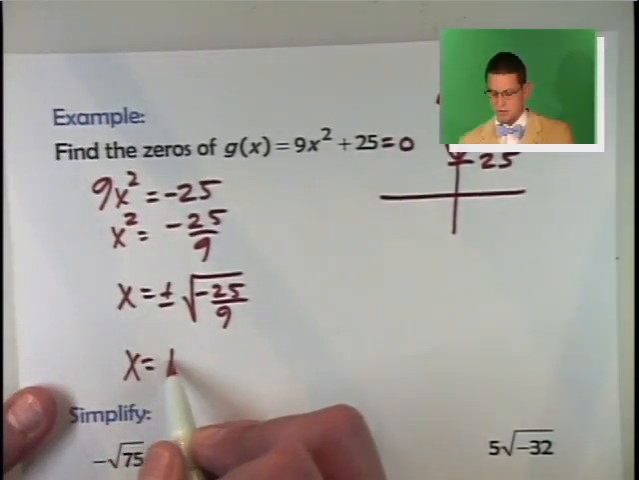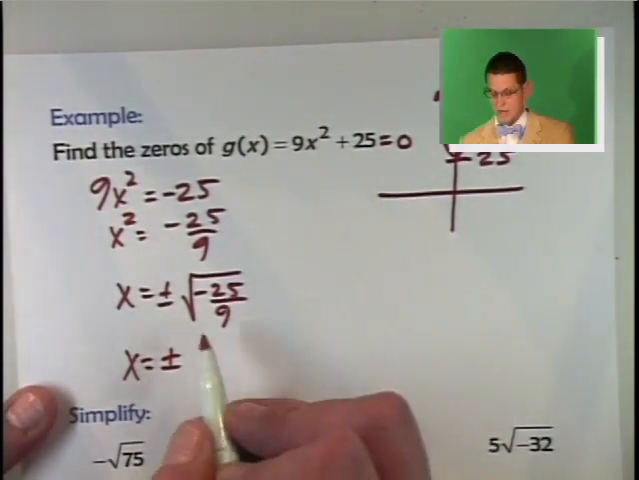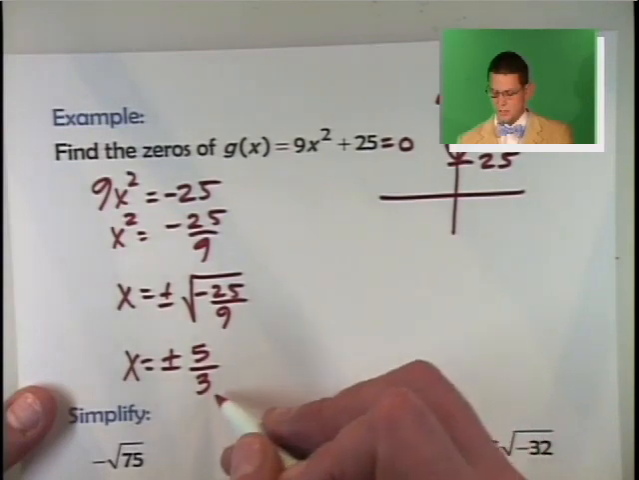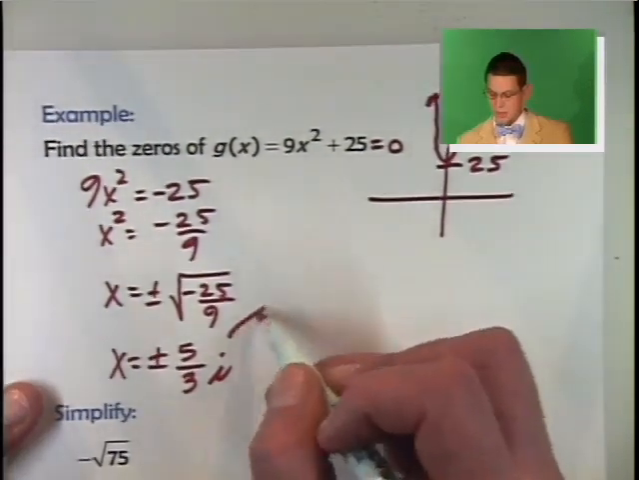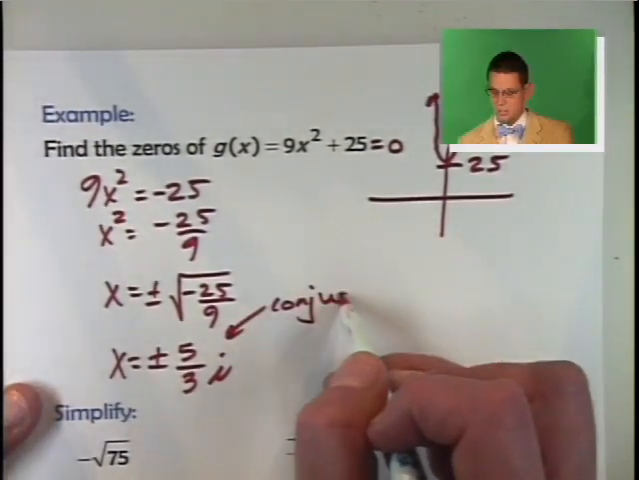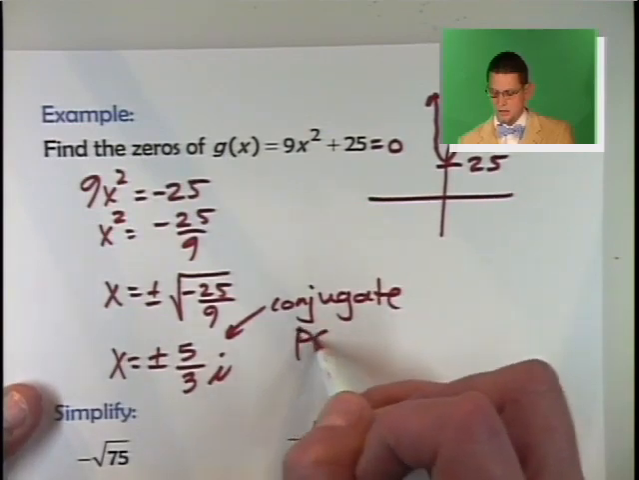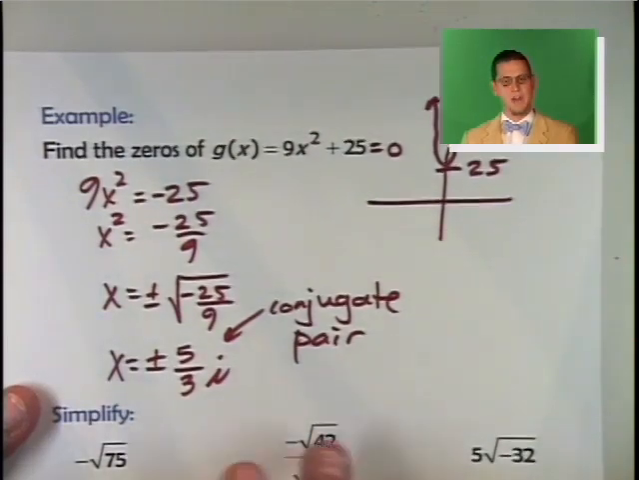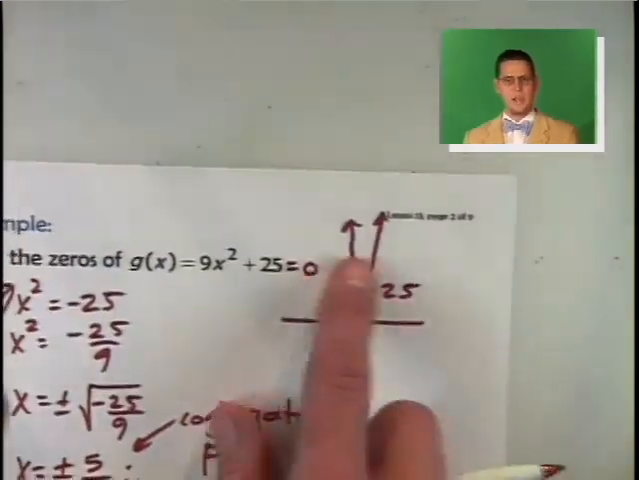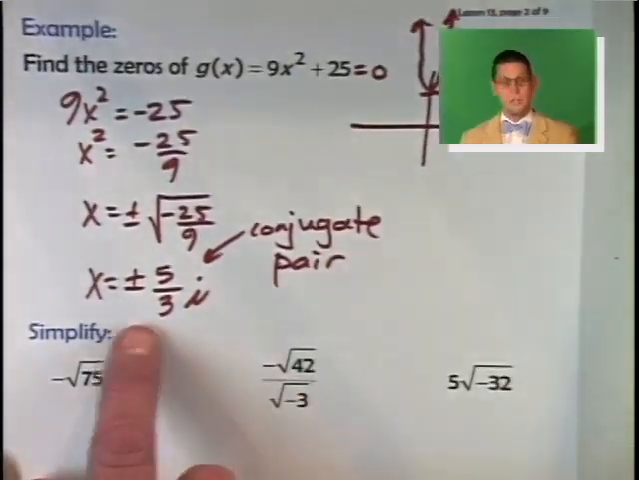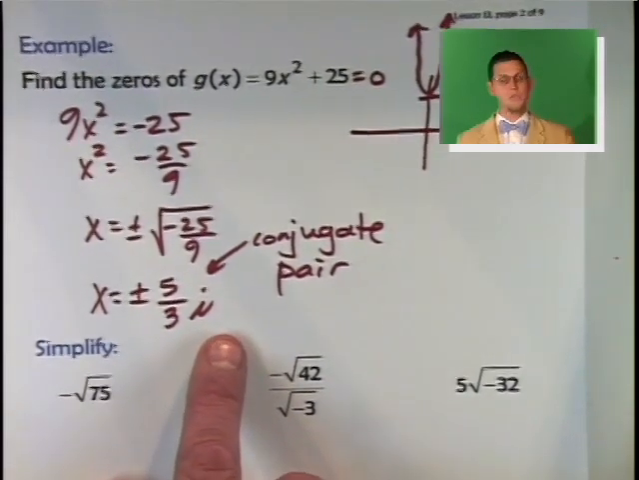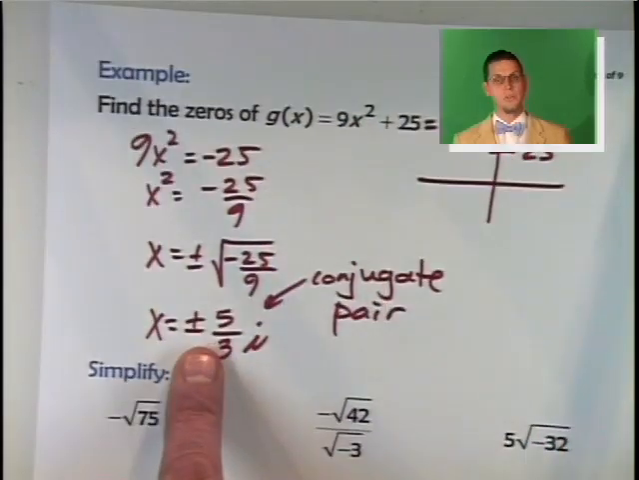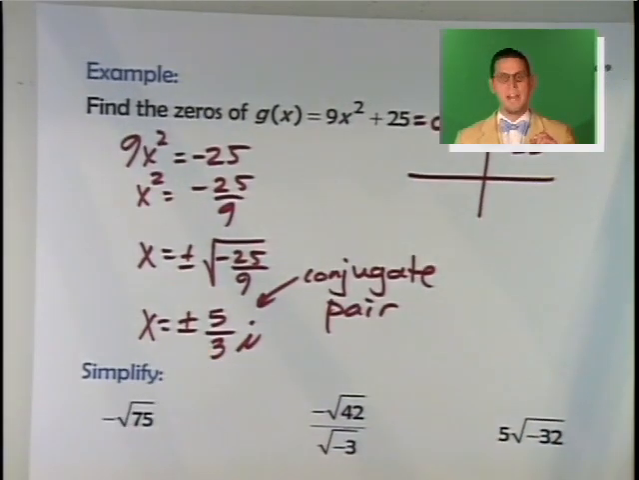So this becomes plus or minus the square root of 25 is 5, the square root of 9 is 3, and the square root of negative 1 is i. So we get another conjugate pair of solutions. They're both imaginary, positive 5/3 i and negative 5/3 i. And again, don't expect to see them on the real number line. There's 2 of them, so we know we found both of them. The search is over. The fundamental theorem of algebra tells us degree 2, quadratic, 2 solutions. If they're not real, they're imaginary.